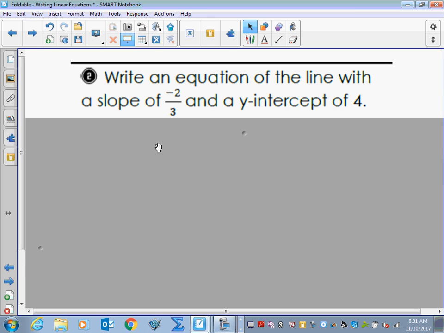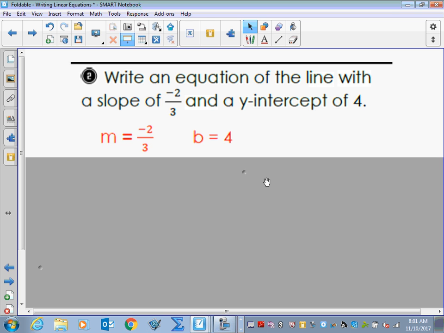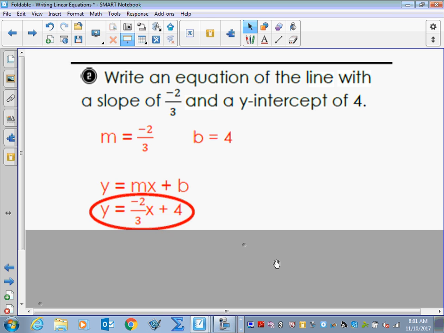Example 2, same problem. You have your slope is -2/3. Your y-intercept, which is called your b, is 4. So you have everything you need. You write your equation. You get y equals -2/3 x plus 4. So now this is something that you could actually put into your calculator, or something that you could actually graph if needed.